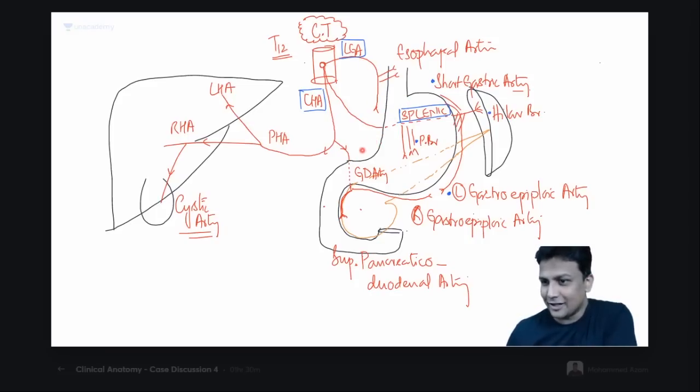What about the right gastric artery? I want the answer from you right now. Come on, tell me. A right gastric artery is a branch of which one? Someone is saying gastroduodenal artery. Someone is saying common hepatic. Someone is saying gastroduodenal. Someone is saying proper hepatic.